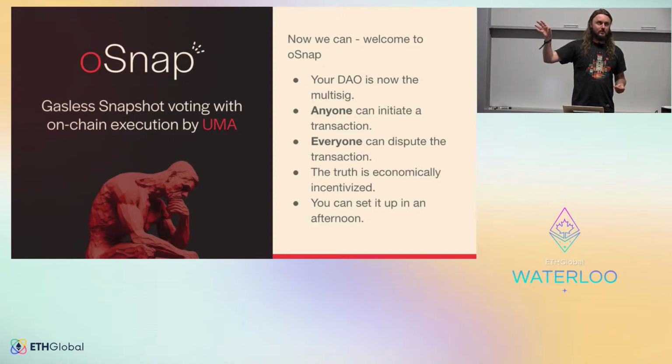Anyone can execute it. And in the future, we'll probably set up bots that just automatically propose and execute. They just watch Snapshot, and it's like, hey, this passed, okay, propose. Make it fully autonomous like that. And the truth is economically incentivized, and it's super easy to set up.